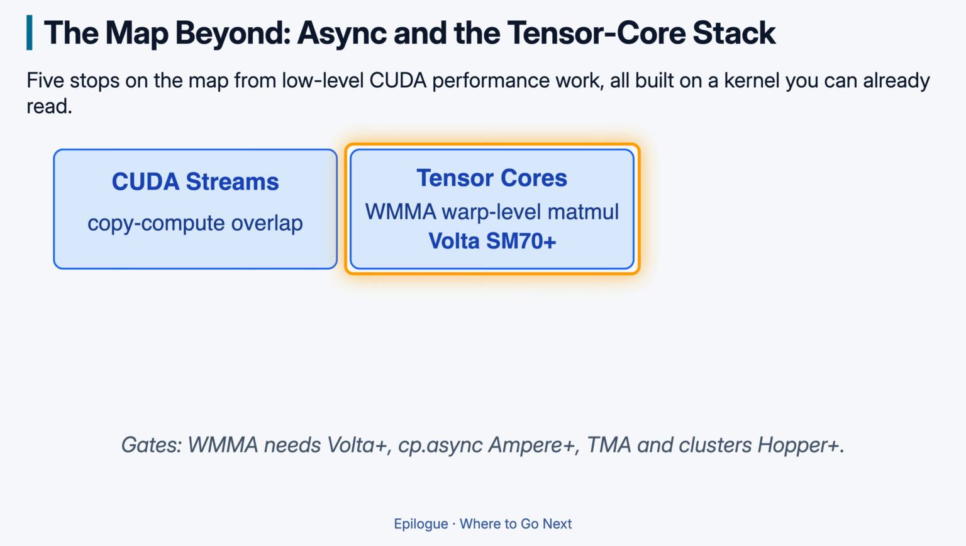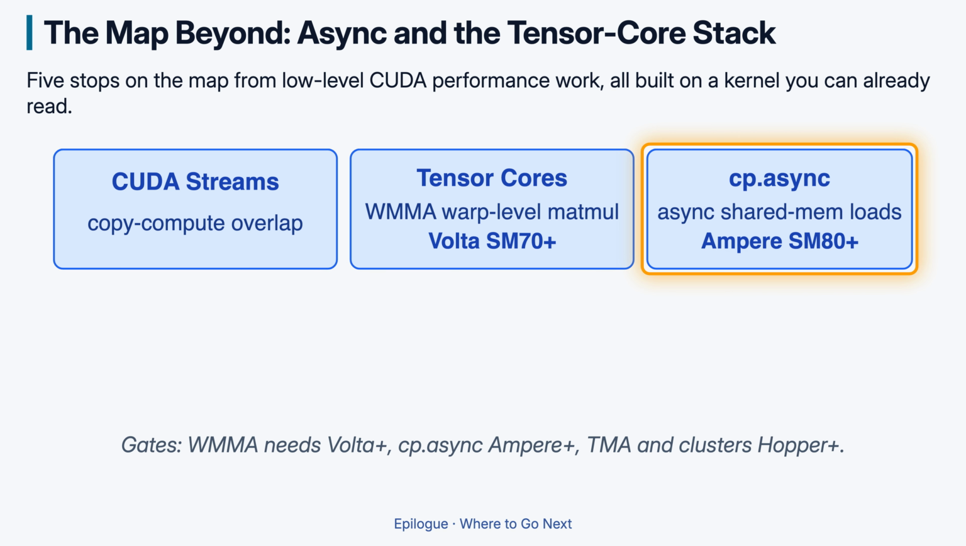Tensor Cores are hardware units for matrix math. WMMA is one CUDA C++ way to reach them. A whole warp computes one matrix multiply fragment together, instead of one thread per output. It needs Volta, SM70, or newer. cp.async is an asynchronous way to load data into shared memory. It needs Ampere or newer. On an older GPU, it simply is not there.